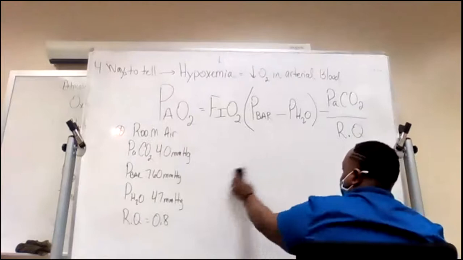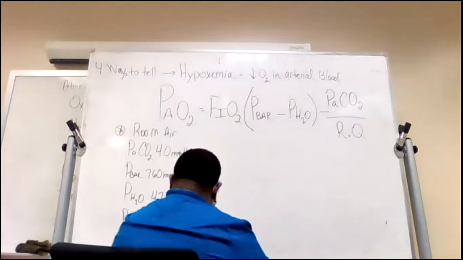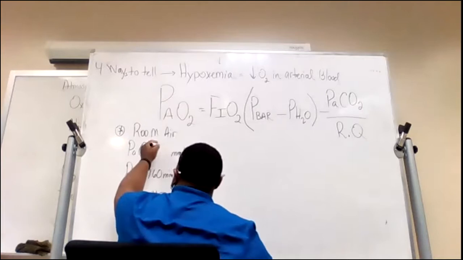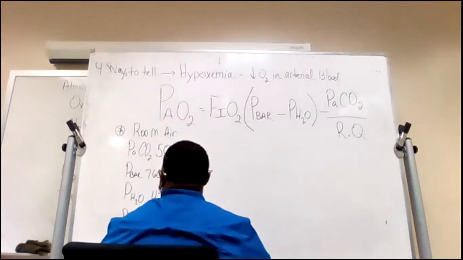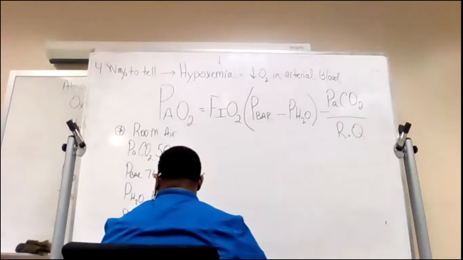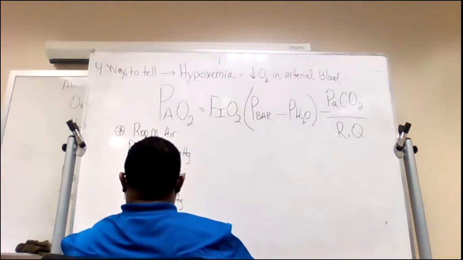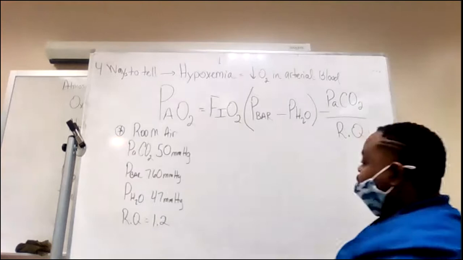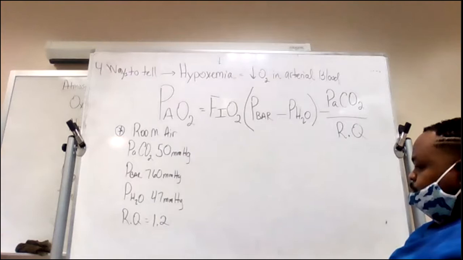All right, same patient, and this time the CO2 is 50 and its RQ is 1.2. Okay, let's do that. So we're doing 0.21.